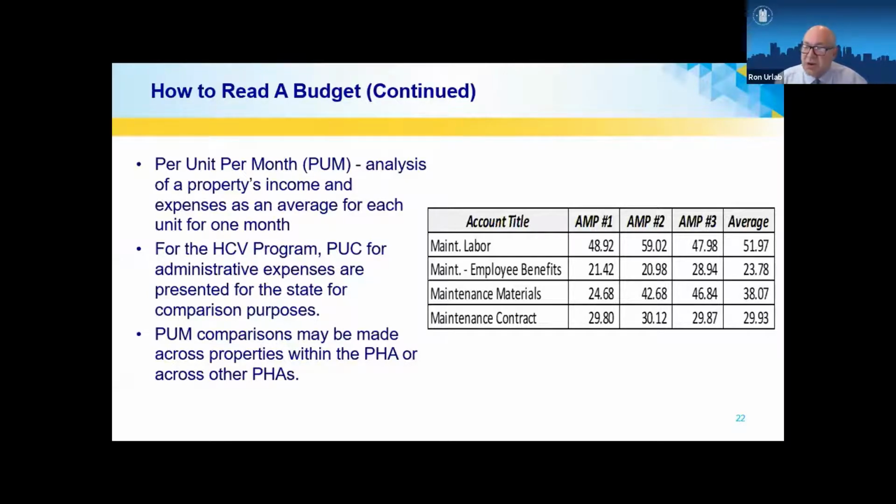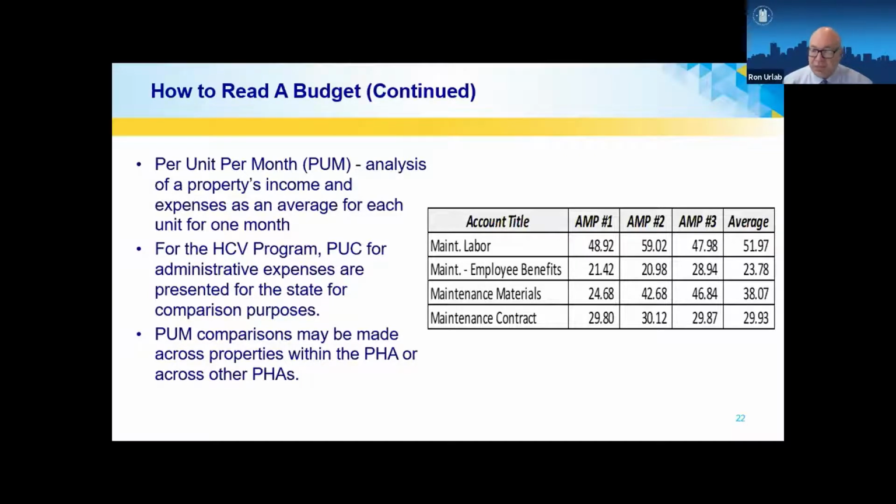Why is maintenance material cost so low for AMP1? And it could be maybe that they just had new capital fund program renovations. But we don't want it to be that they're not fixing up the units, right? We don't want them trying to stockpile money here. So if the maintenance materials cost is really low, it also is a sign that maybe we're not spending it the way we should. Now you can do the same thing for the Housing Choice Voucher Program.